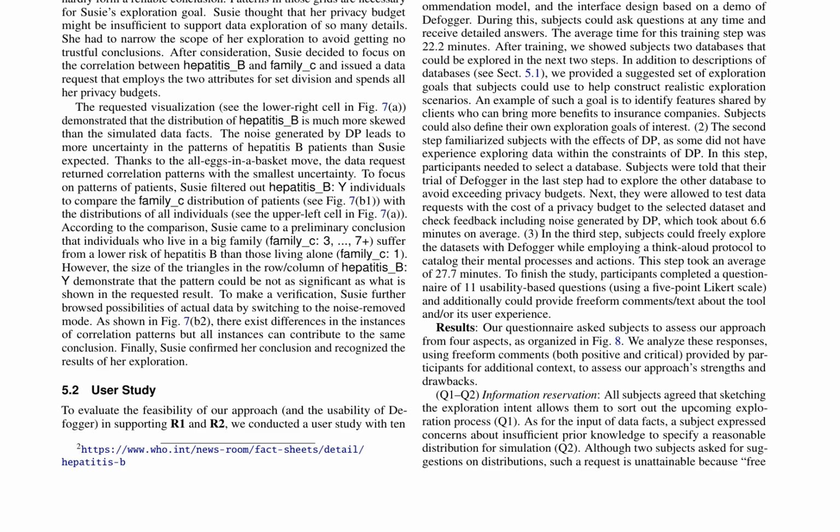Limitations and future work include: the complexity of the system may require further development to improve usability. Further research is needed to improve the effectiveness and usability of the Defogger system. Participants expressed concerns about the need for prior knowledge to specify a reasonable distribution for simulation. Key terms and concepts: differential privacy, DP, noise generation in DP, attribute groups for set division, privacy budget, uncertainty illustration view.